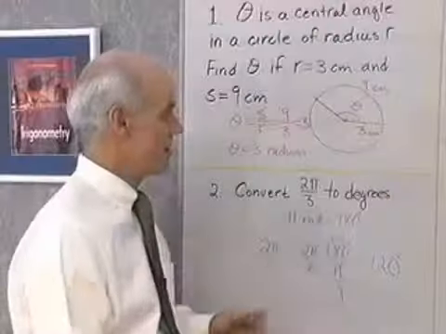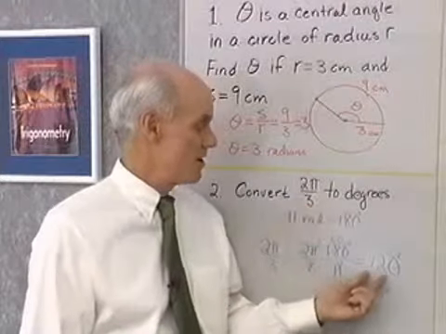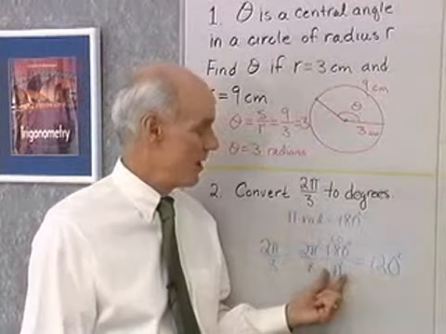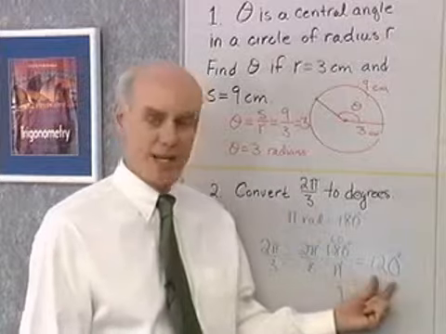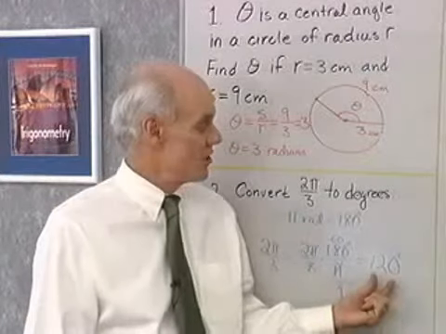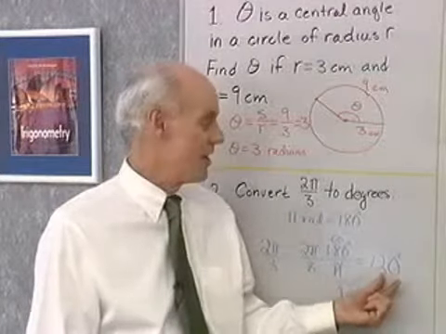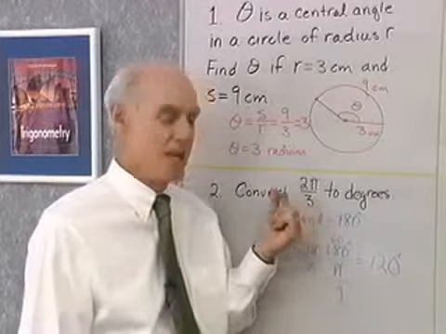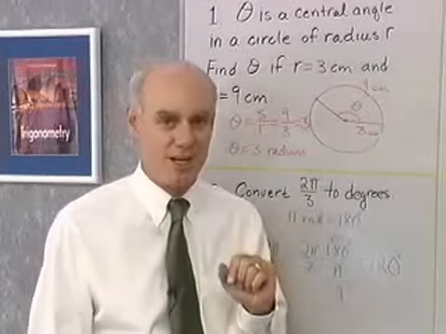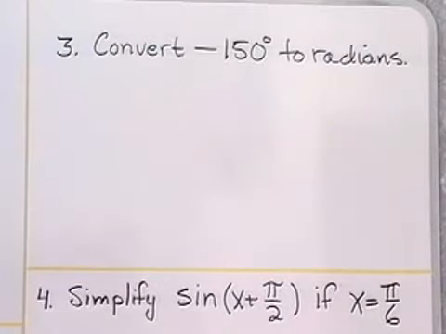So here's how I can convert 2 pi over 3 radians into degrees. I multiply by 180 over pi, and I end up with 120 degrees. So 120 degrees, that angle is exactly the same in measure as an angle of 2 pi over 3 radians. Let's go in the other direction. I want to convert negative 150 degrees to radians.